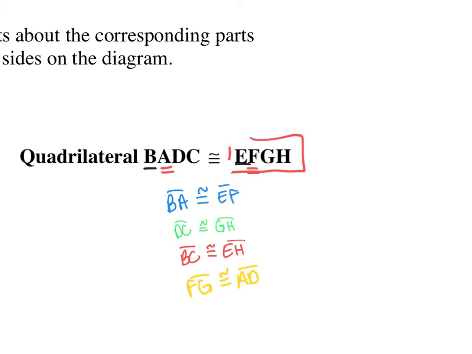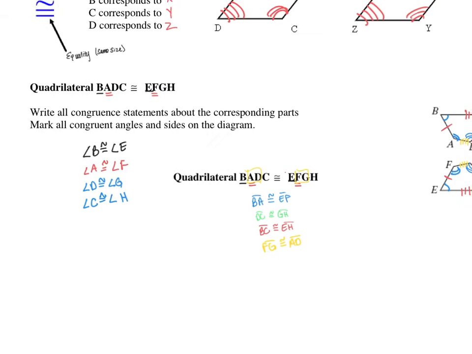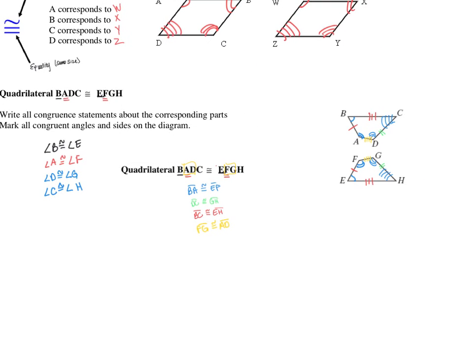Let me erase. Well, if you look, they're my two middle letters. So FG and AD. And that's it. And we just marked our image. So basically every single thing in your congruence statement is true. It's going to be up to us to figure it out.